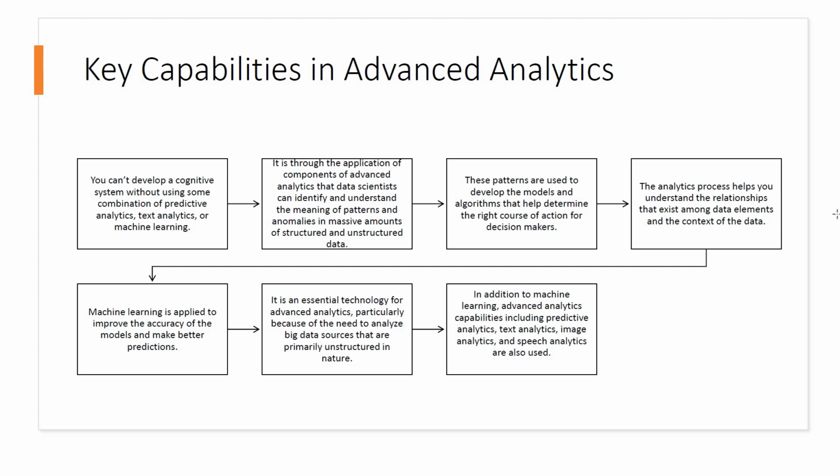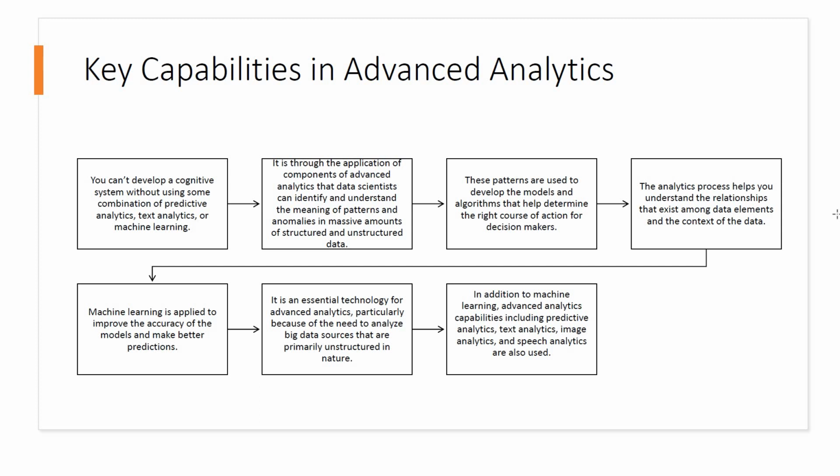It is through the application of the components of very advanced analytics that the data scientists are able to identify and understand the meaning of patterns, and they are able to detect anomalies in the large amount of data, which in turn is structured, unstructured, and at times streaming data also. These patterns are used to develop models and algorithms that help determine the right action. The course of action can be clearly determined. You can arrive at a meaningful insight when you get patterns properly understood.